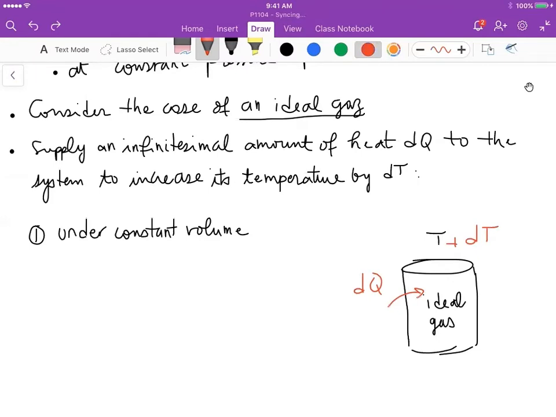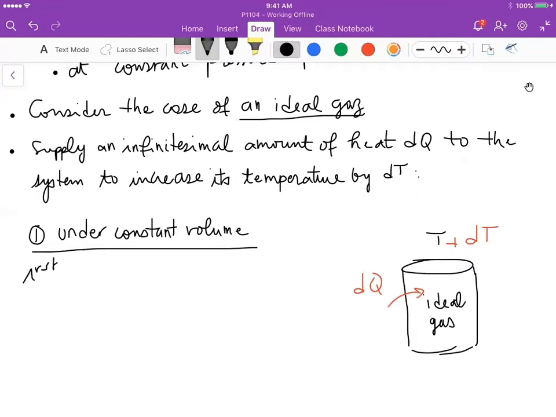And all of this happens under constant volume, which means that the container doesn't change its volume. So in this case, how can we write down CV, the heat capacity at constant volume, which is a specific condition? Let's consider the first law of thermodynamics.